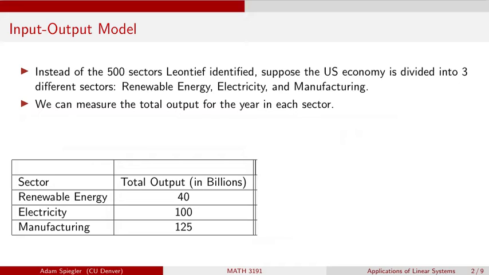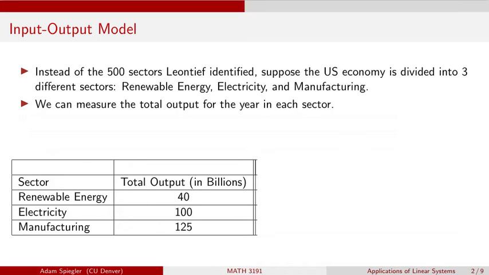And these sectors are all interrelated, right? So in order to create electricity, partly that would be due to some renewable energy, and then that electricity is used to produce goods, manufacturing. Some of those manufacturing goods are used in the renewable energy sector, and so on.